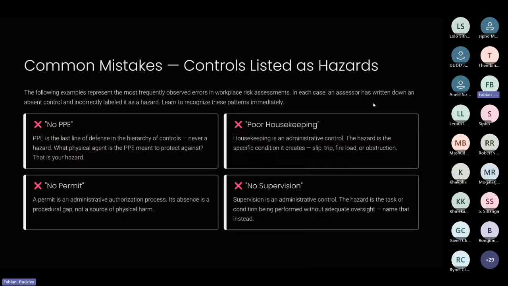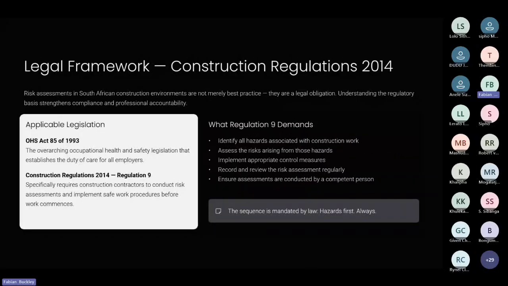Okay. So legal framework under Construction Regulations 2014. We all know that the 2014 regulations have been amended, either to 2025, most probably 2026, excuse me, but there's a chance it might even be delayed to 2027, depending on how long the department takes to sort out their issues. So risk assessments in South African construction environments are not merely best practice, they are a legal obligation. Understanding the regulatory basis strengthens compliance and professional accountability.